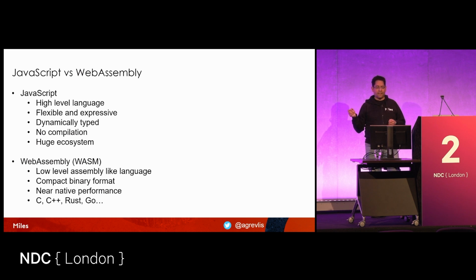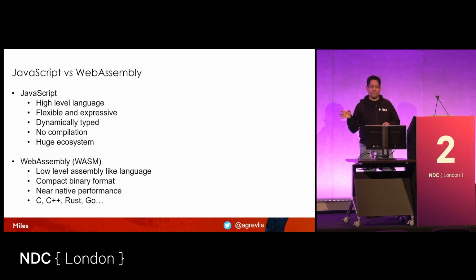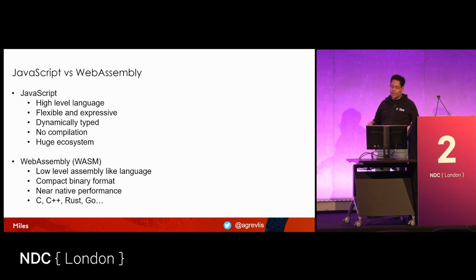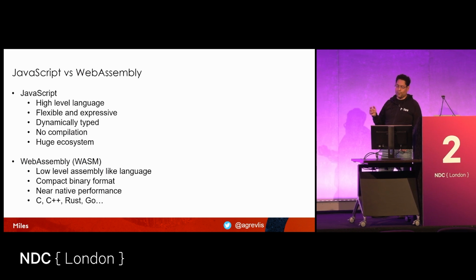You can write WebAssembly manually, but you don't really want to do that. The reasons for that will be quite clear in a short while. Instead, what you want to do is use a high-level language like C or C++ or Rust or Go, or several other languages that you can compile down to WebAssembly.